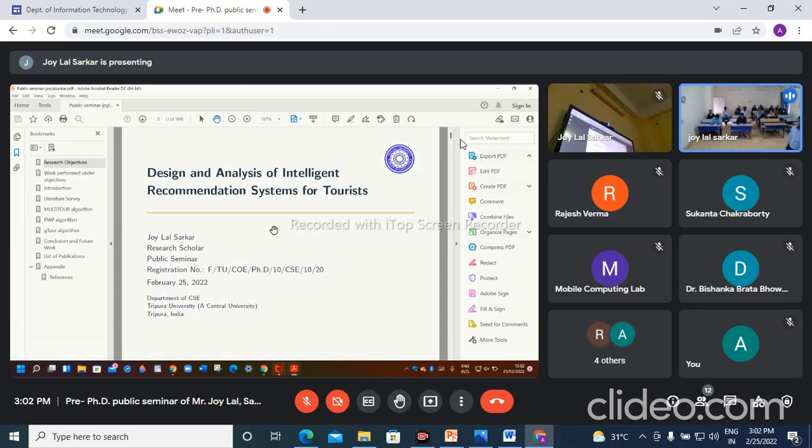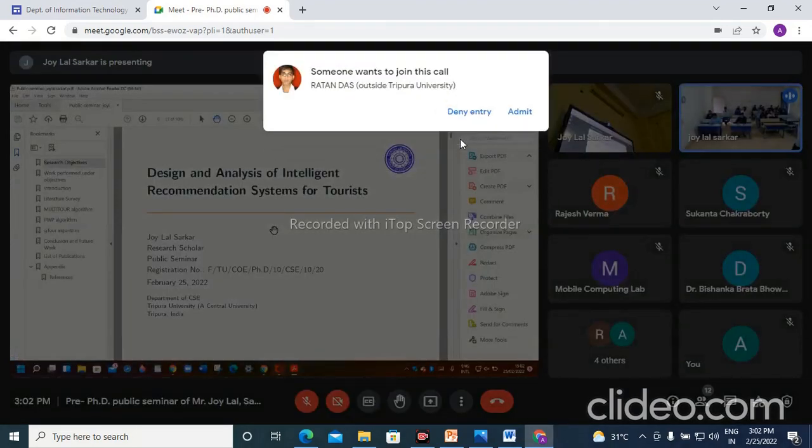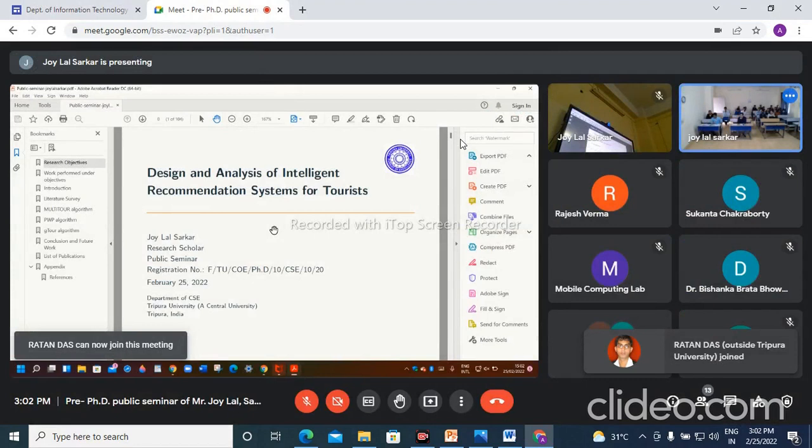So this is the table of contents of my public seminar today. The research objective, what I performed under objectives, introduction, literature survey, then multiple algorithm, PWT algorithm, G2 algorithm, and after that I will conclude my thesis work.